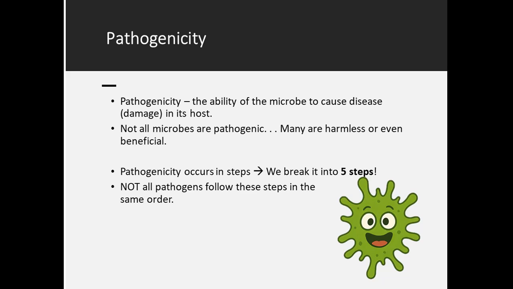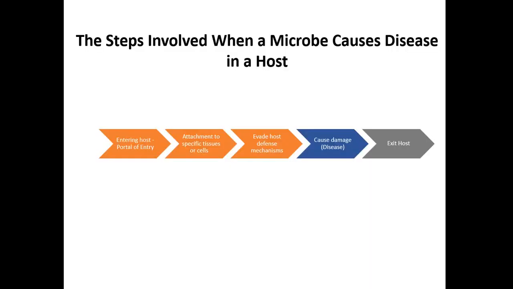Remember, not all microbes are pathogenic. In fact, many are harmless or even beneficial. So pathogenic microbes have developed various mechanisms to successfully infect and then multiply within the host, leading to the development of diseases. So the process of becoming pathogenic generally involves a series of steps, and we have it down to 5 steps, but it's important to note that not all pathogens follow these steps in the exact order in which I'm going to present them. Different pathogens may employ different strategies, but our 5 steps are portal of entry, attachment, evasion of host defense mechanisms, causing of disease or doing the damage, and then exiting the host.